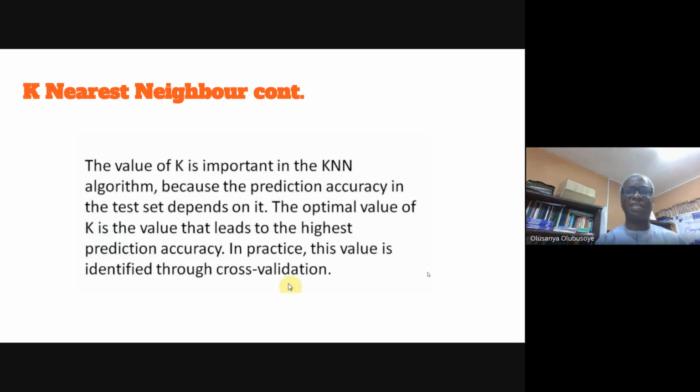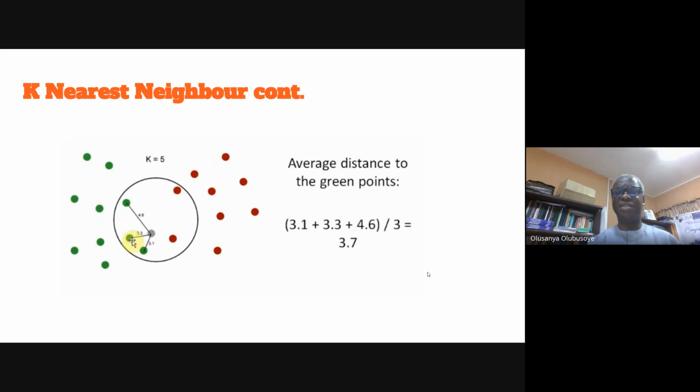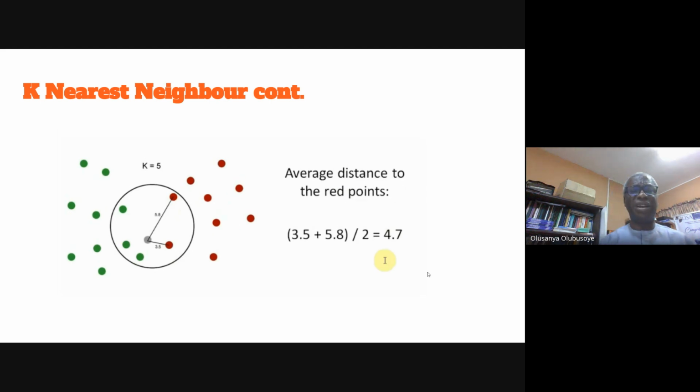So based on that, we will now assign to the smallest. The smallest is 3.7, and so that observation, that gray observation, will be assigned to the green, to be the family of the green color. Is that okay?